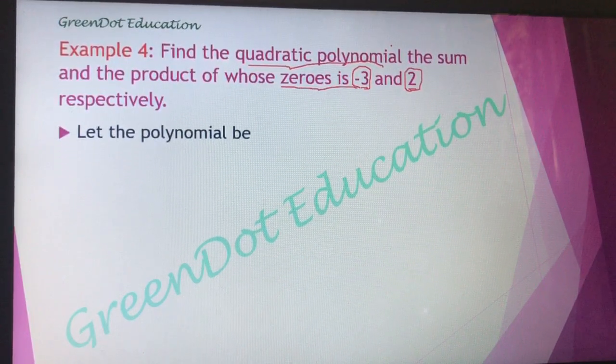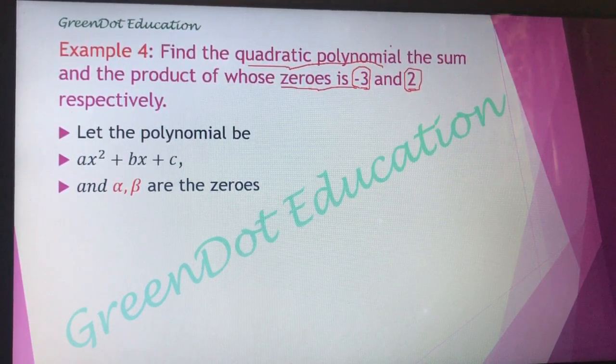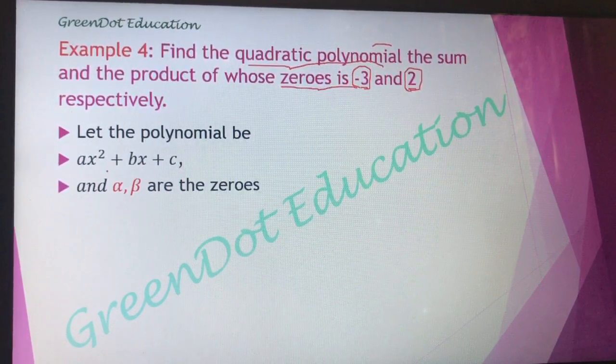So let the polynomial be ax square plus bx plus c and the zeros be alpha and beta. Right? So alpha and beta are the zeros of the polynomial ax square plus bx plus c. Why do we use this? Because we don't know the polynomial. That's why we are using the standard form, and we are taking alpha and beta as the zeros of that polynomial.